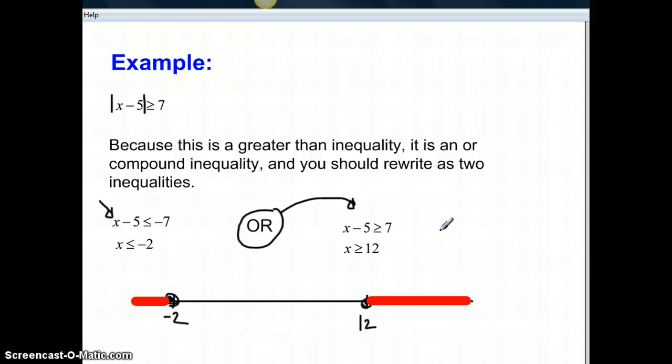So let's do it. On the first one, we have x is less than or equal to negative 2. So I've put a solid circle on negative 2, and I've drawn to the left for less than. And the other one, I have x is greater than or equal to 12. So again, I've filled in the 12, and I've done greater than. So my graph is going the correct way for a greater than or equal to absolute value inequality.